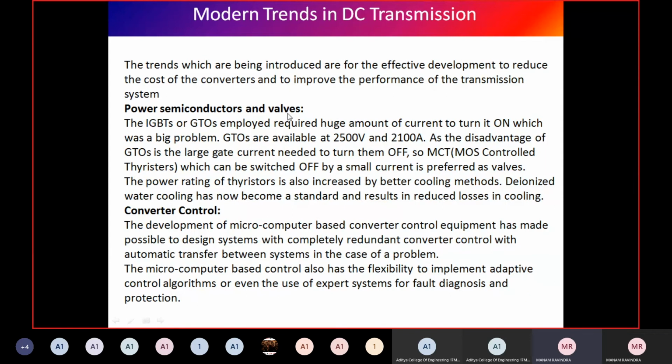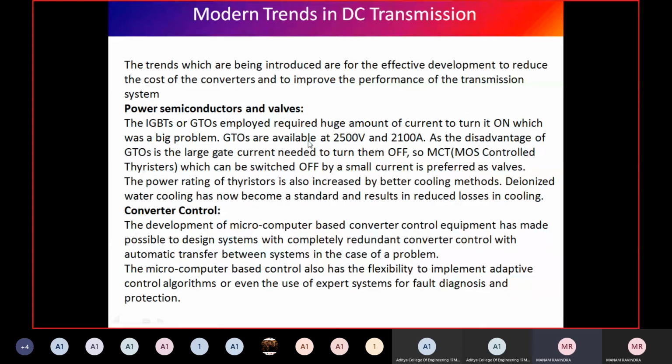Power semiconductors and valves. Now we are using so many devices. First, mercury arc devices were used at the starting of the HVDC system, and later thyristor devices, IGBT devices, GTOs, and so on. We are presently using IGBTs and GTOs. But the main problem here is that the IGBTs or GTOs employed require a huge amount of current to turn them on. This is the big problem here.